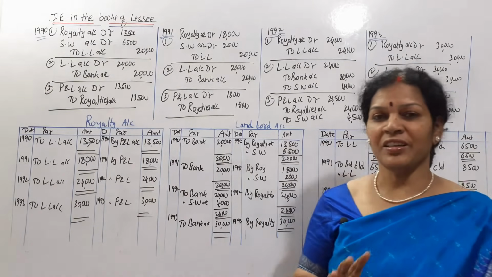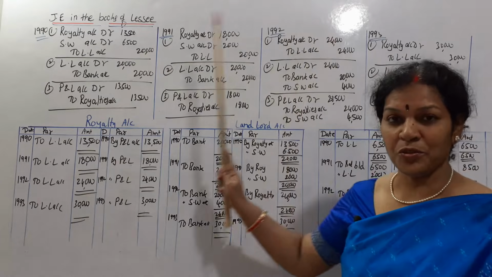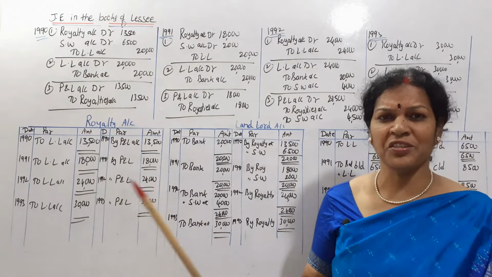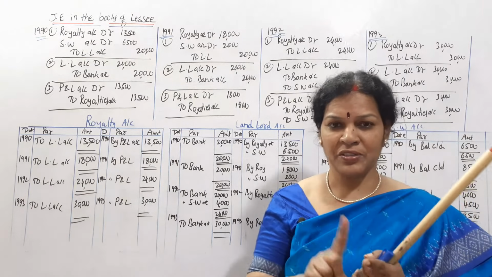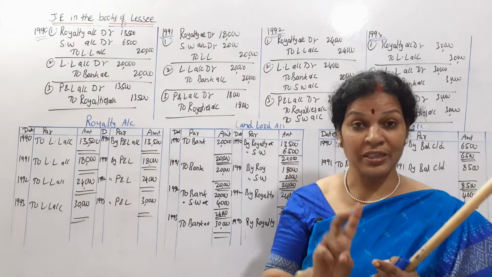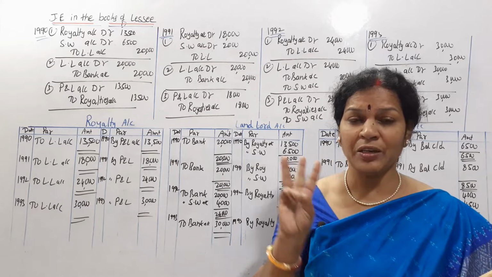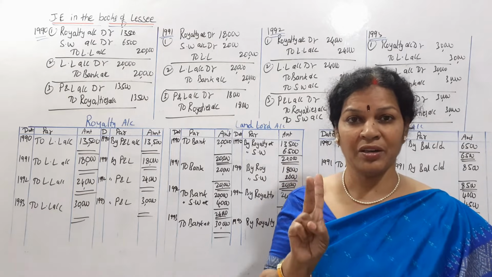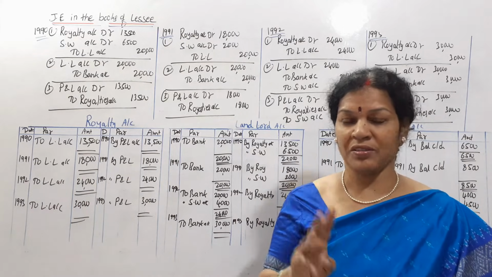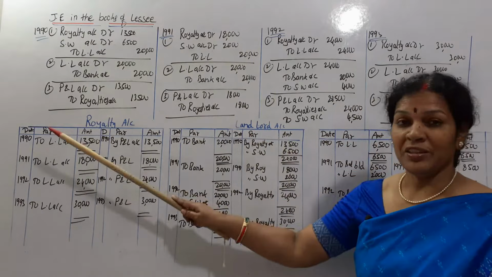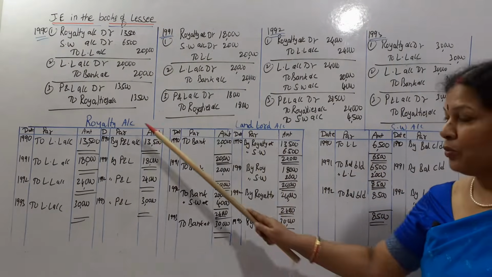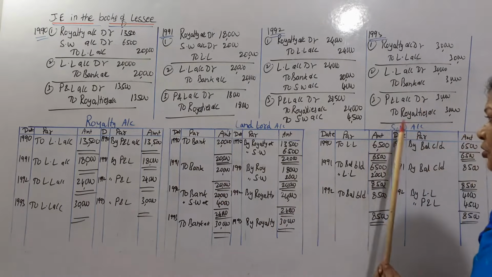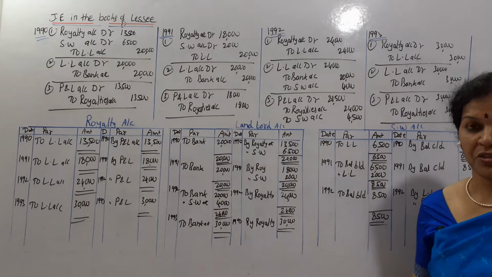Now we will see ledger accounts. Journal entries you understood, now posting into the ledger, that's it. What are the ledger accounts we have to prepare? First thing is landlord, royalty, short workings. Only three accounts we have to prepare. How many years are there? 1990, 91, 92, 93, 4 years. Okay. So for royalty, landlord, short workings, open the ledgers.